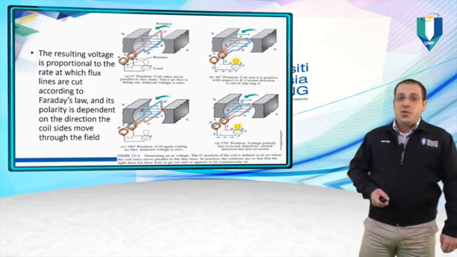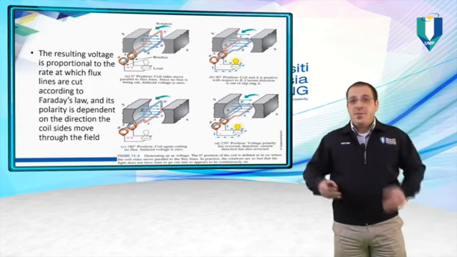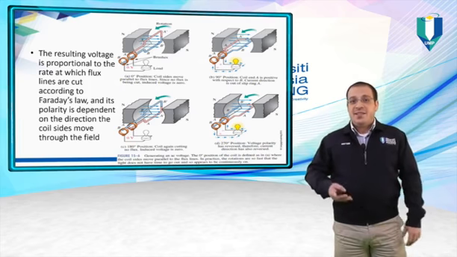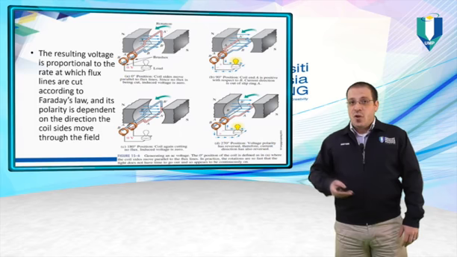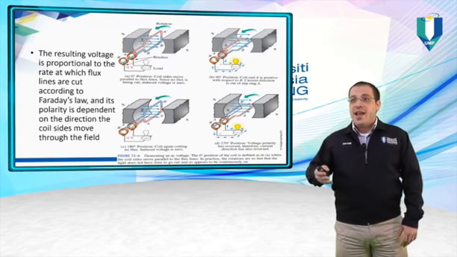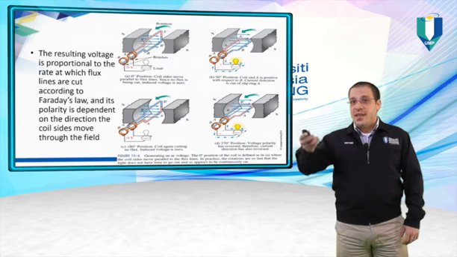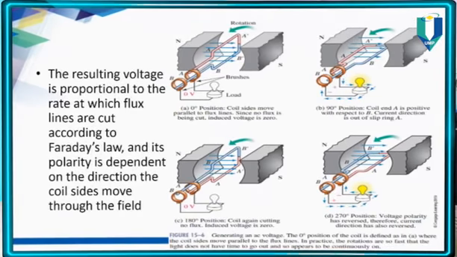After seeing this video, I think you are now familiar with the principle of generating electricity using a rotating coil, and you understand why I highlight the word angles. As you see, from rotating the coil using two rings, the resulting voltage is proportional to the rate at which flux lines are cut according to Faraday's law, and its polarity depends on the direction the coil sides move through the fields.